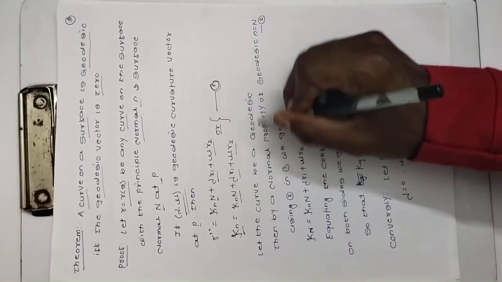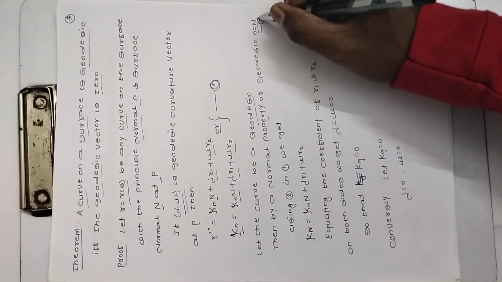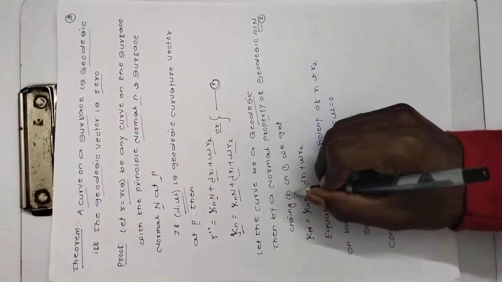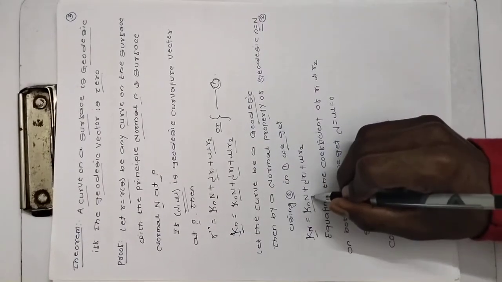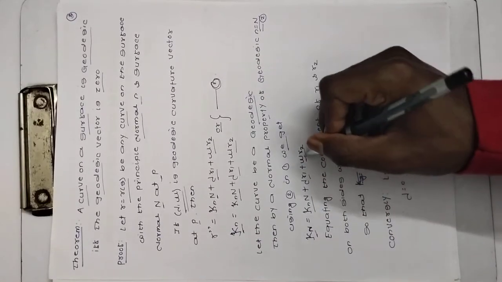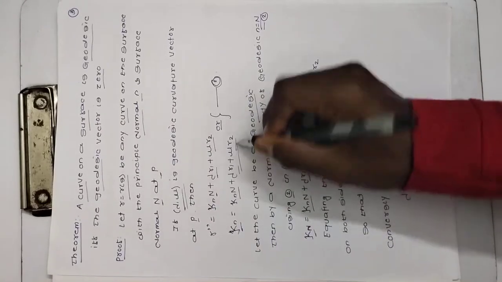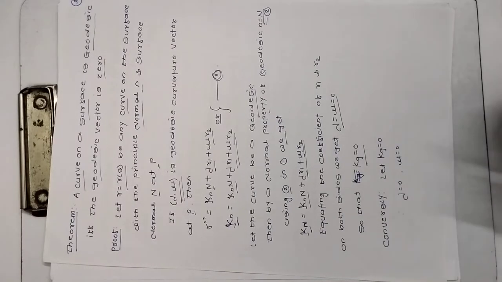Let the curve be a geodesic. Then by the normal property of geodesic, small n is equal to capital N. Using this in equation 1, we get kappa of n is equal to kappa of capital N plus lambda r1 plus mu r2. So equating the coefficients of lambda r1 plus mu r2 on both sides, lambda and mu are both 0, such that kg is equal to 0. So the first part is proved.